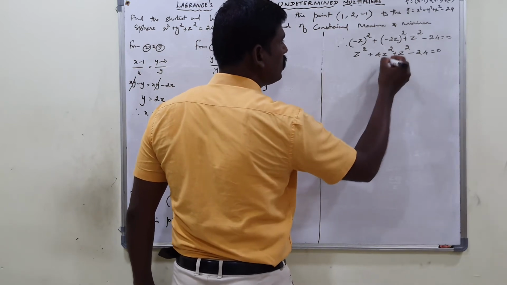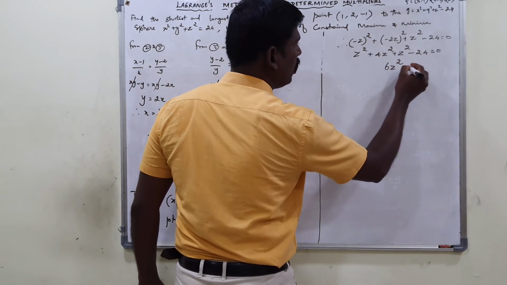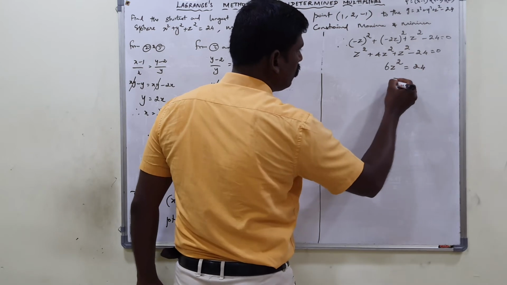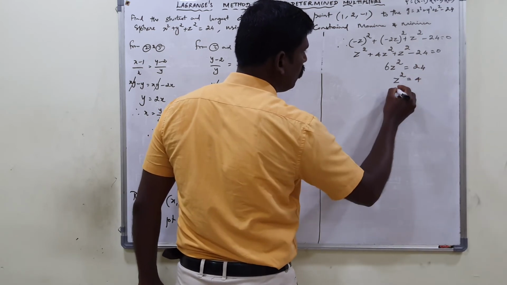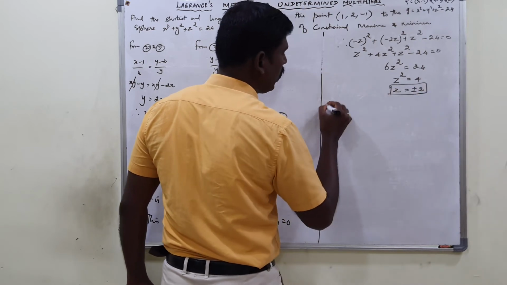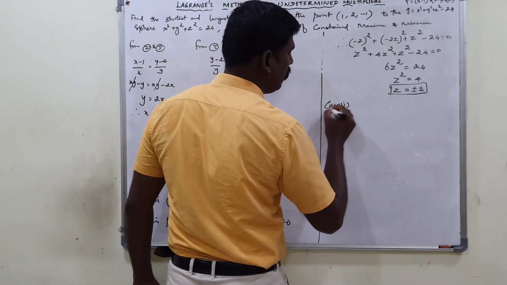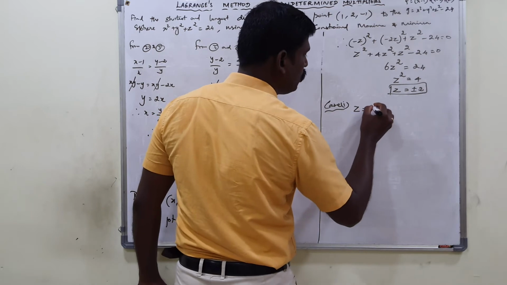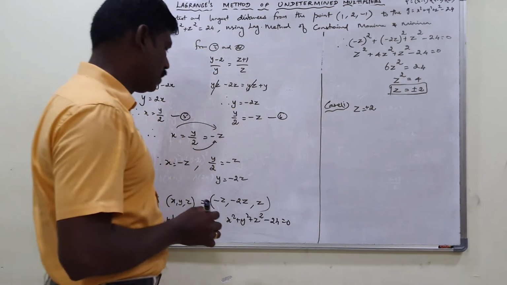So 6z square equal to 24. So z square is equal to 4. Z is equal to plus or minus 2. Okay. Case 1. Take z is equal to plus 2.